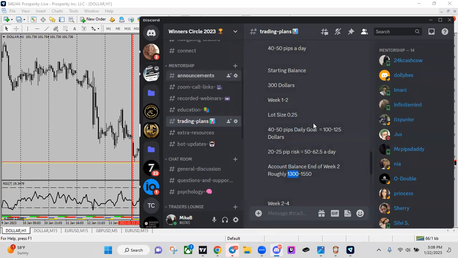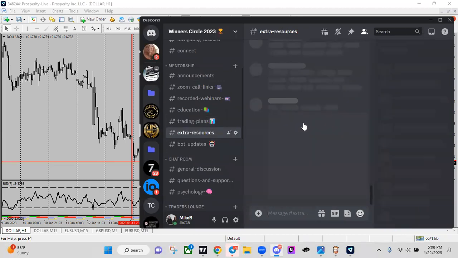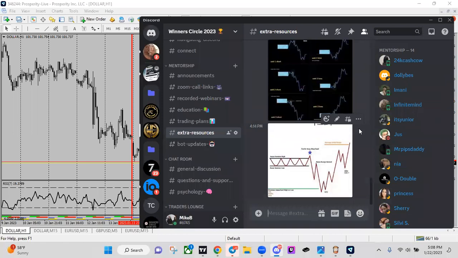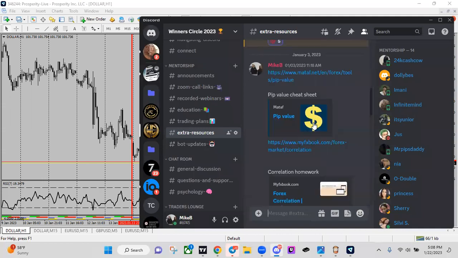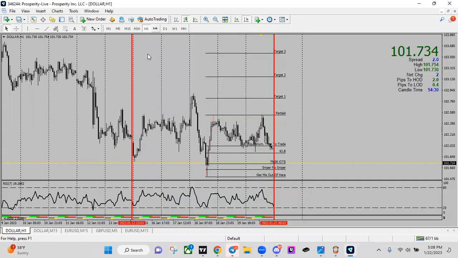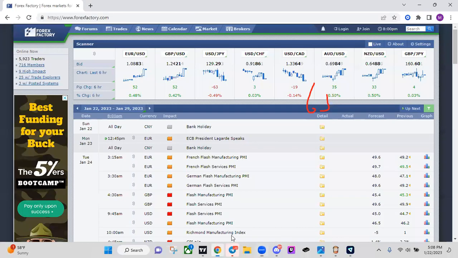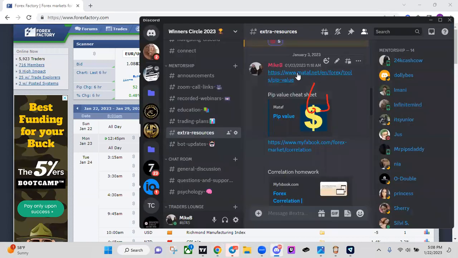And how will you do this? We'll also go to the extra resources, because you also need to be very aware of your pips and what you're trading. When people trade GJ, GBP/JPY, we can bring it up real quick. Let me see if it can load for us real quick. GJ does not cost as much as GU, EU.